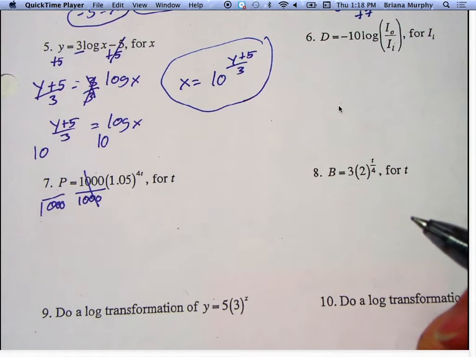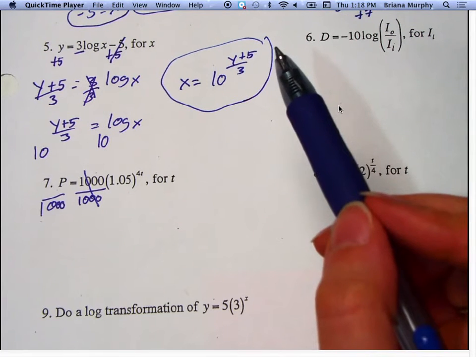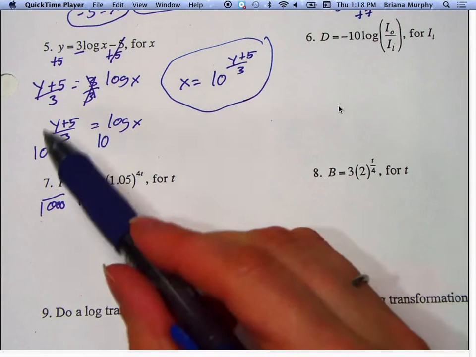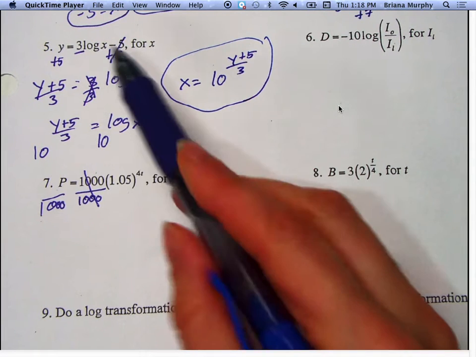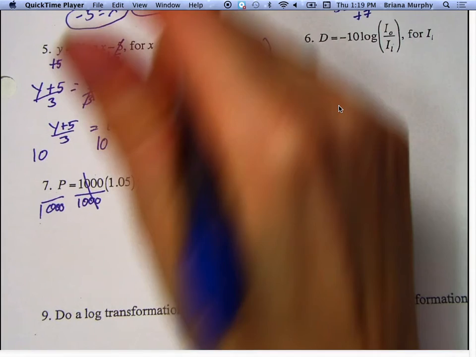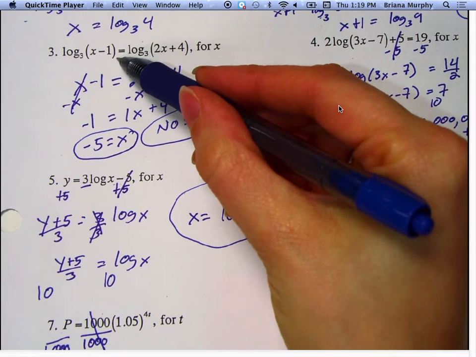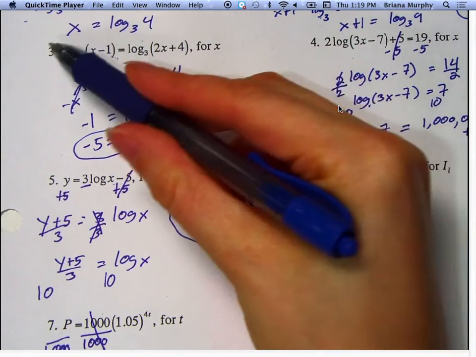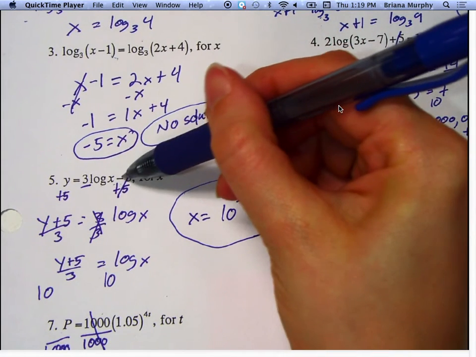On number 5, is the negative 5 part of the log? No, it's not part of the log. It would be in parentheses if it was. That's a great question. If it's not in parentheses, I'm going to assume it just goes with that. If it was x minus 5 in parentheses, like number 3 is, see, I knew that one was part of the log. This one's not in parentheses, so I'm assuming it's just at the end.